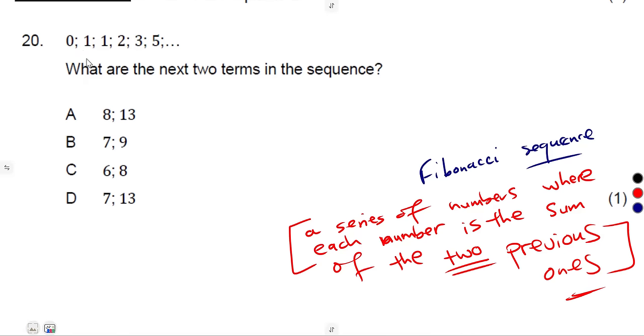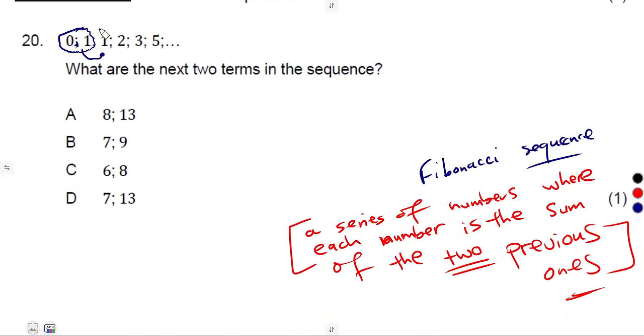Two previous. For example, these two numbers, the previous ones, if we add them, combine them, what do you get? 0 plus 1, it's a 1. Two previous terms: 0 plus 1 gives us a 1. Okay.